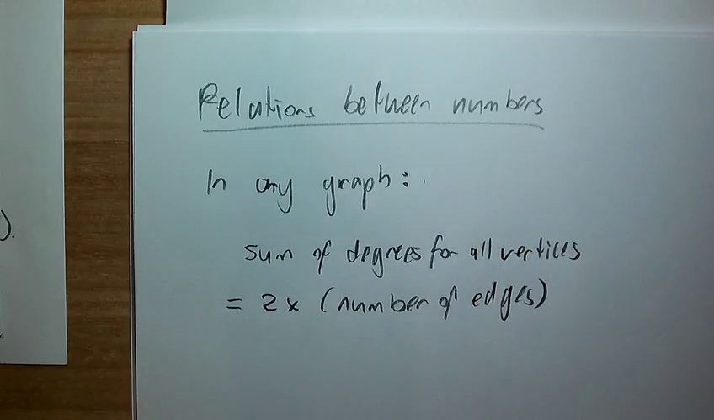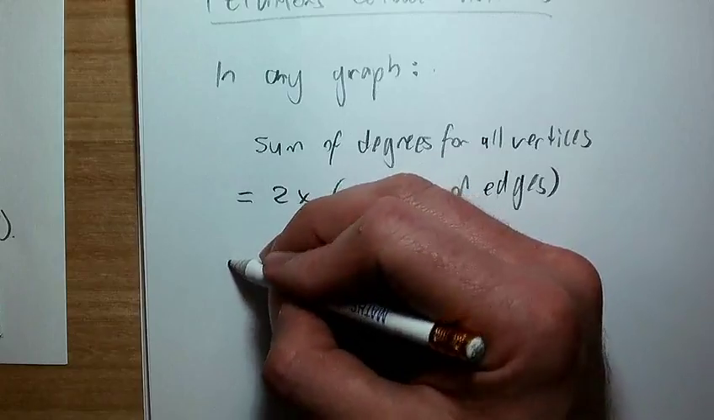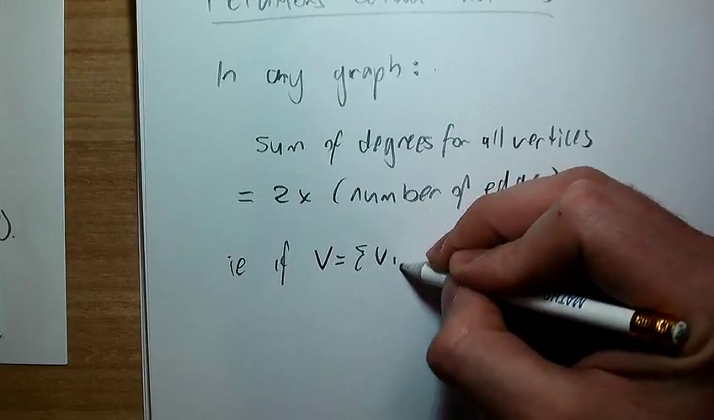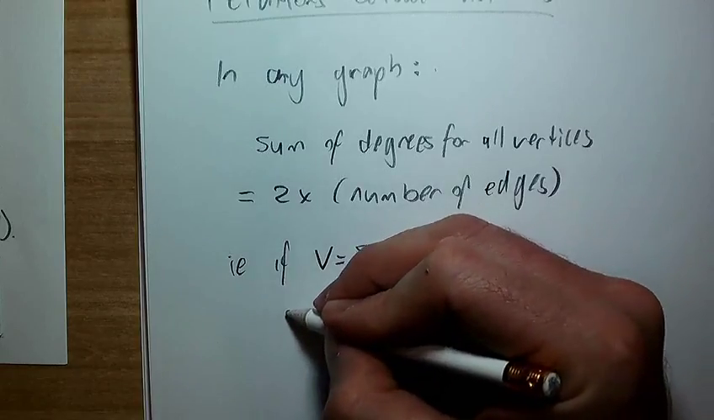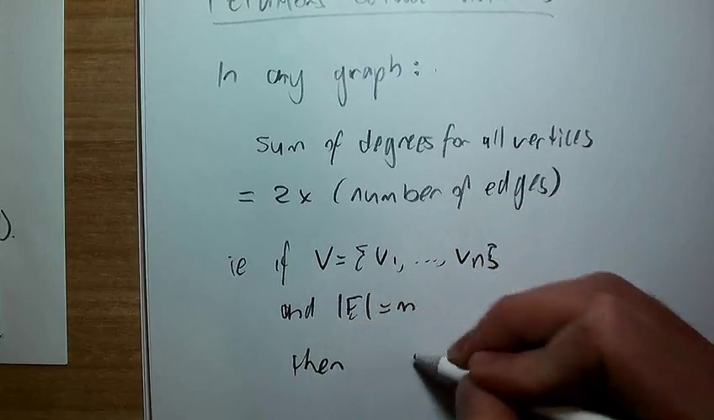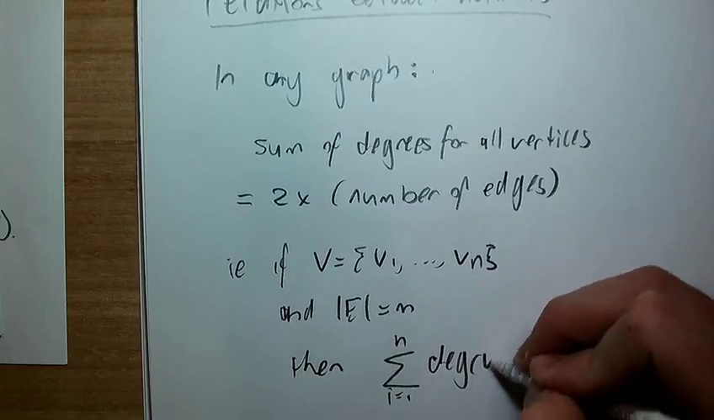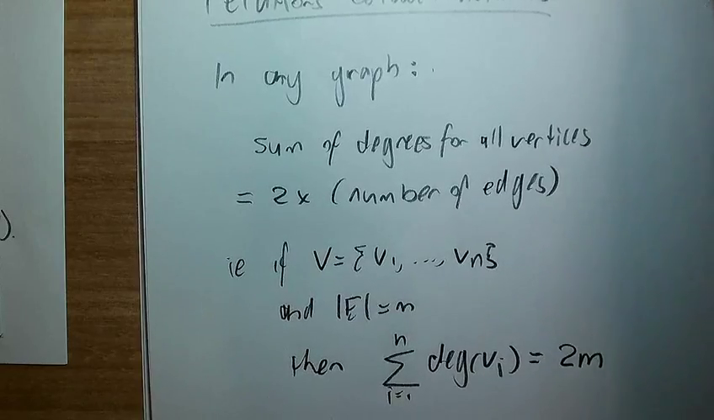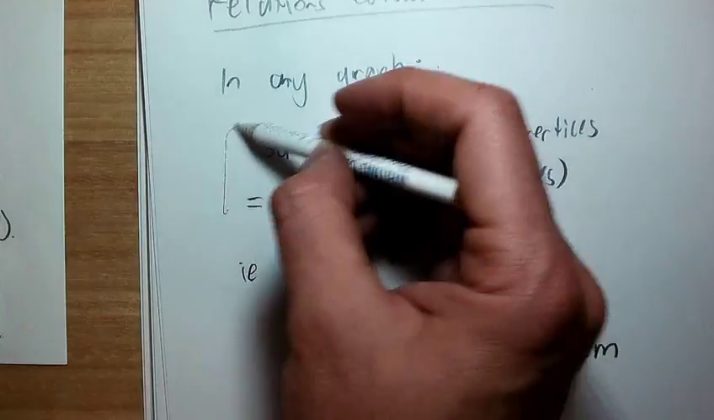The sum of the degrees for all the vertices is equal to 2 times the number of edges. So in your notes it says, i.e. if the vertices are V1 up to Vn, and the number of edges is m, then the sum over all the values of i of the degree of vertex number i is 2m. So that's our first relation, and I'm going to put a box around it because it's so important.